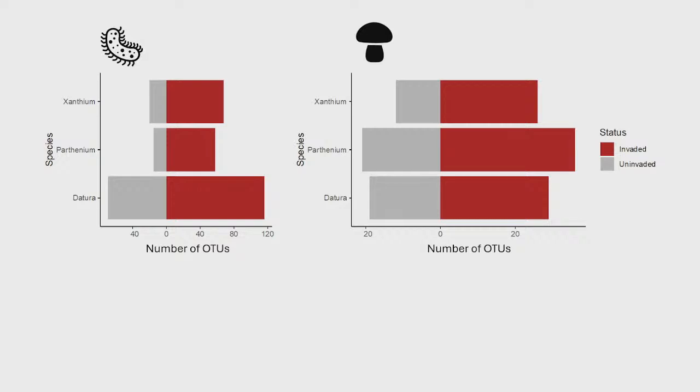And finally, we also did an analysis to find indicator species, meaning species or OTUs that are specifically linked to particular areas. So this will be for bacteria, xanthium, parthenium, and datura, divided in invaded and uninvaded areas, and the same for fungi. And we found lots of indicator species for invaded areas, but also for uninvaded. And this starts to show us some interesting things.